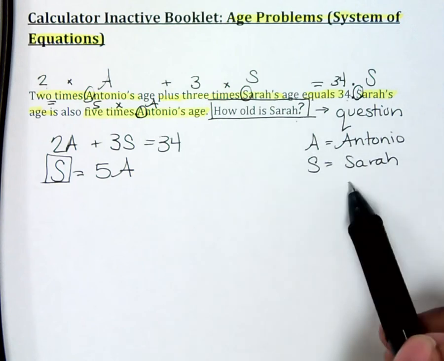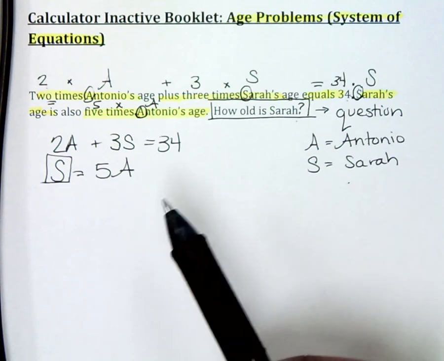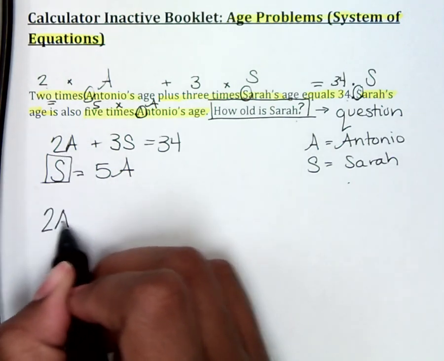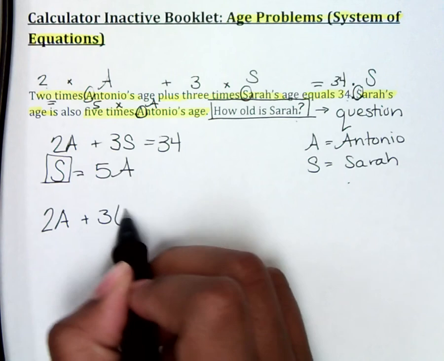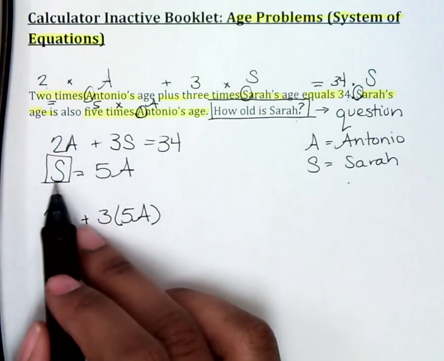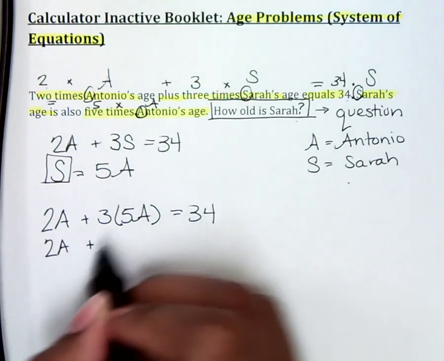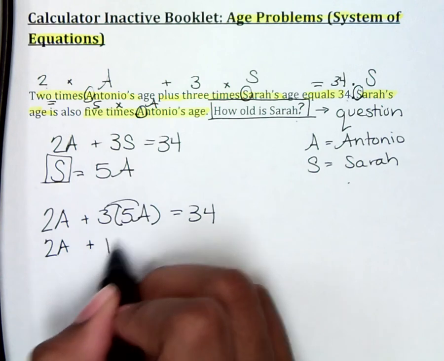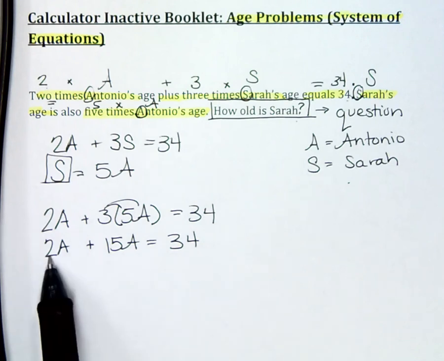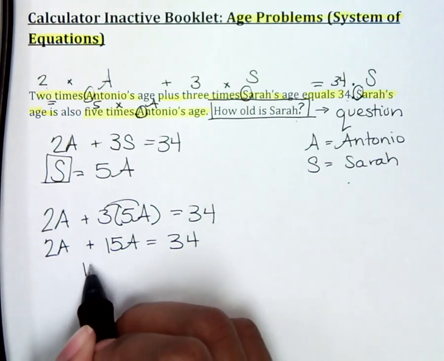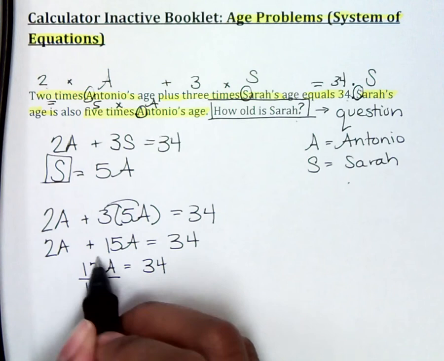So now that I have my variables, my key information written to the side, and I have my 2 equations, I'm going to go ahead and start the process of substitution. So I have 2A plus 3. Instead of rewriting S, I am now going to substitute in parentheses 5 times A, because 5A is the same thing as S, equals 34. You have to do the distributive property, so you have 15A equals 34. Combine like terms. 2 plus 15 is 17A equals 34. Divide both sides by 17.